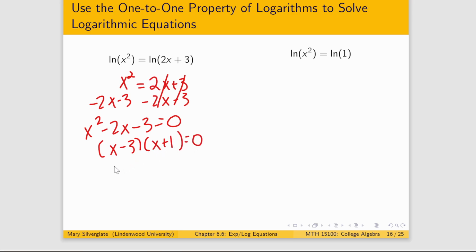Now I want to exploit the zero product property, so our two mini equations would be x minus 3 is equal to 0, or x plus 1 is equal to 0. So adding 3 to both sides, that means x could be positive 3, or subtracting 1 from both sides, that means x could be negative 1. But don't quite declare victory yet. We need to double check this works with the domain of a log.